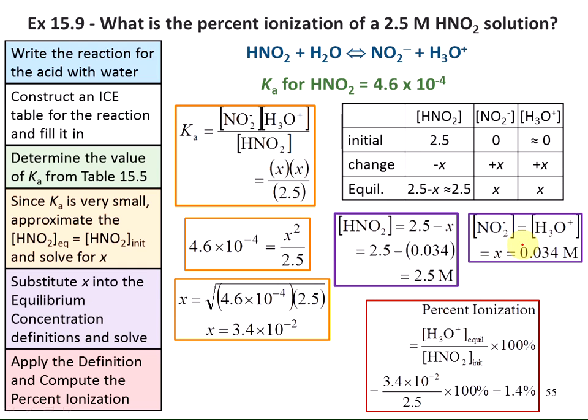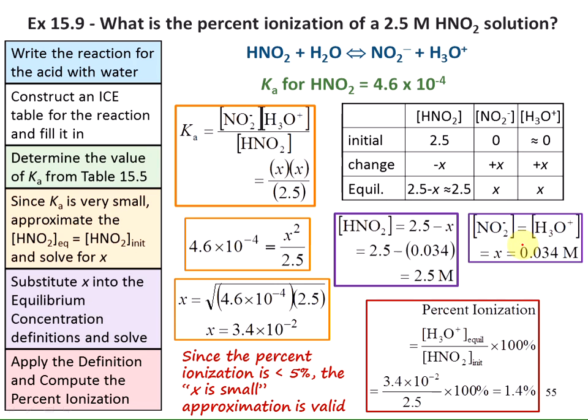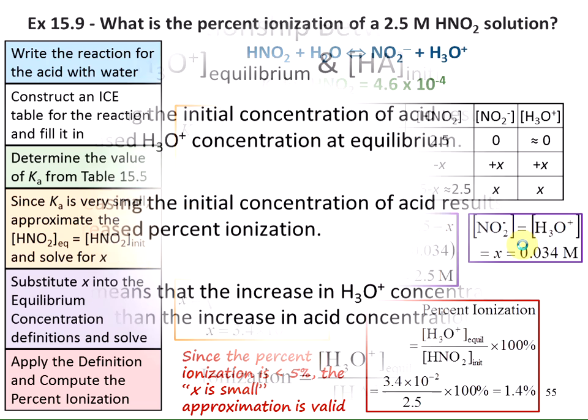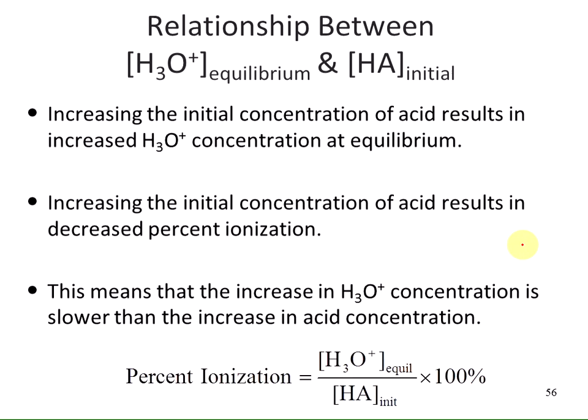And again, because the percent ionization is less than 5%, the approximation that we made, that the x value is small, is okay. Let's now discuss the relationship between the hydronium concentration at equilibrium versus the HA initial, so the initial acid concentration. Increasing the initial concentration of acid results in increased concentration of the hydronium ions at equilibrium.